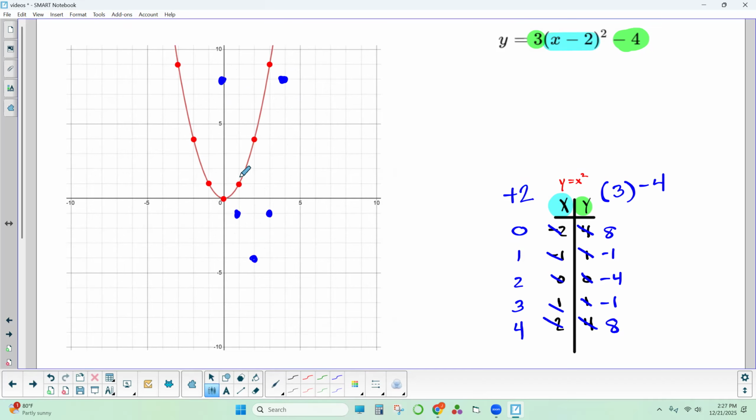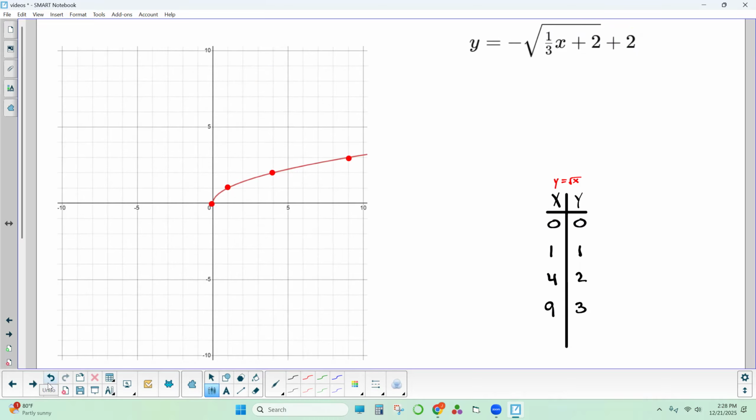Now, as you can see, the graph is a little bit more stretched vertically than our parent function, and that is because we have a vertical stretch of a factor of 3. If you look at h, k here, 2, -4, our vertex has moved to 2, -4. That's a shift right 2, down 4, and there is our final transformed graph. All right.